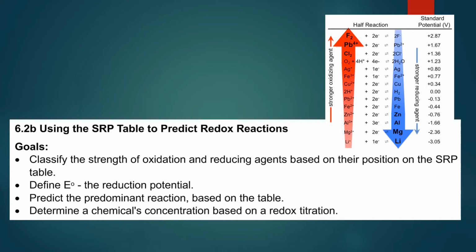So there are a few goals for this. We're going to classify the strength of oxidizing and reducing agents based on their position on the table. We'll define what the reduction potential is, that's E naught, that is listed on the table. We'll predict predominant reactions based on that table. And then finally, we're going to look at some redox titrations to determine a chemical's concentration.